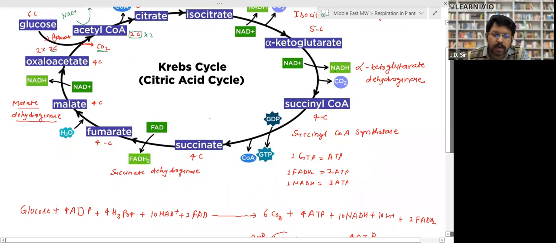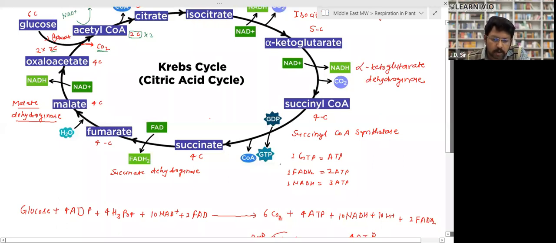Formation of NAD to NADH takes place. NADH is equal to 3 ATP. This reaction takes place in the presence of alpha ketoglutarate dehydrogenase. Again, the formation of succinyl coenzyme A takes place, which is a 4-carbon compound. From succinyl coenzyme A, formation of succinate takes place, which is also a 4-carbon compound. During this process, a GTP is produced. A GTP is equal to ATP.